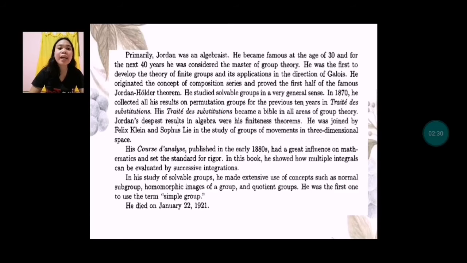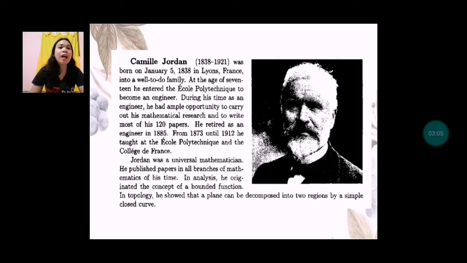And his Cours d'Analyse, published in the early 1880s, had a great influence on mathematics and set the standards for rigor. In this book, he showed how multiple integrals can be evaluated by successive integrations. And in his studies of solvable groups, he made extensive use of concepts such as normal subgroup, homomorphic images of a group, and quotient groups. He was the first to use the term simple group, but unfortunately he died on January 22, 1921. So that's the life of Camille Jordan.